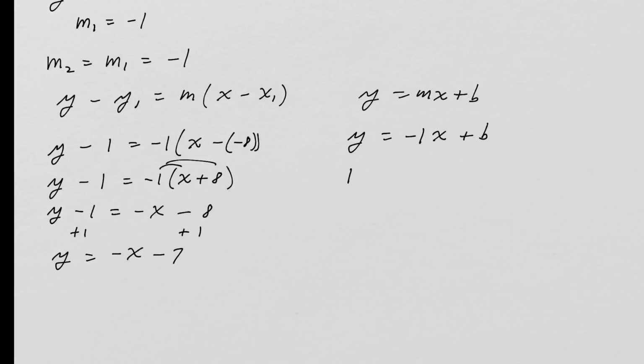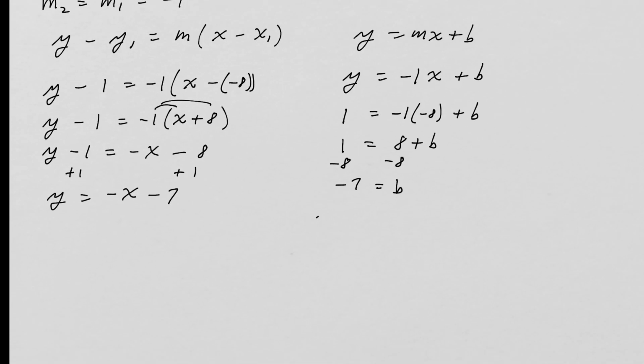So y was 1, x is -8. So 1 equals 8 plus b. And now if I subtract 8 from both sides, I'm going to get b is equal to -7.